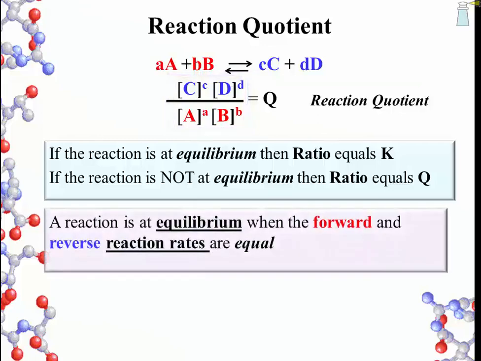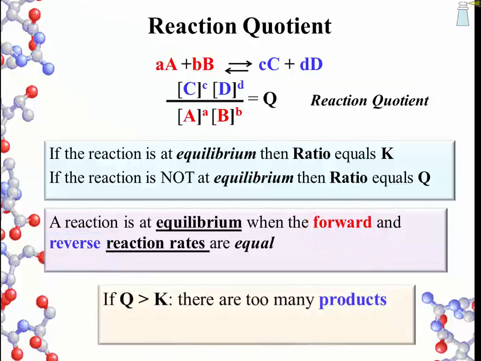As stated before, a reaction is at equilibrium when the forward and reverse reaction rates are equal. So Q is used when the rates are not equal. The strength of Q is that in comparison with the equilibrium constant K, it can tell whether the forward reaction rate is currently greater or the reverse reaction rate is currently greater. In other words, it is an indicator of how the reaction proceeds to get back to equilibrium.